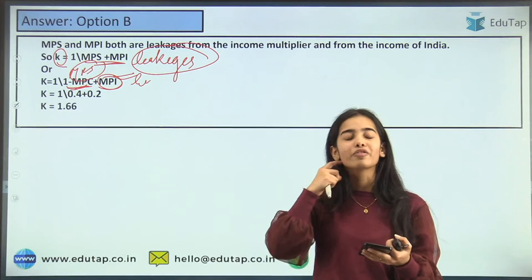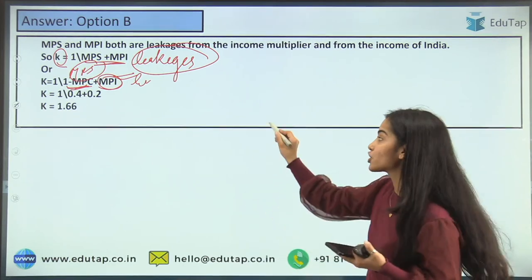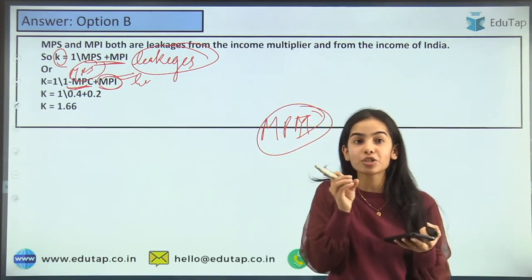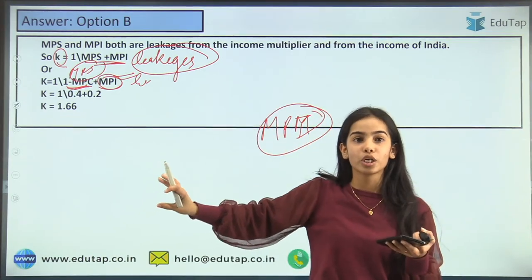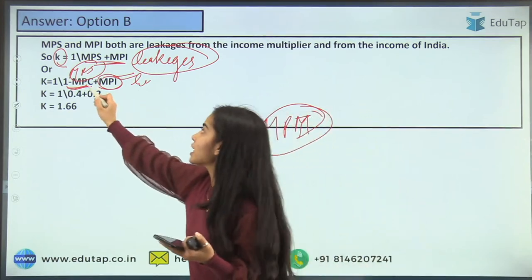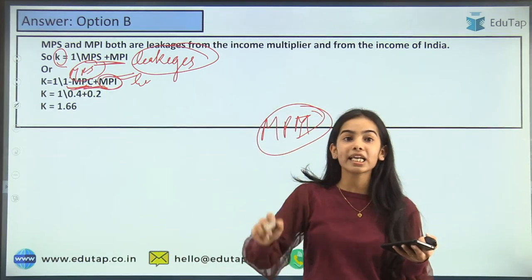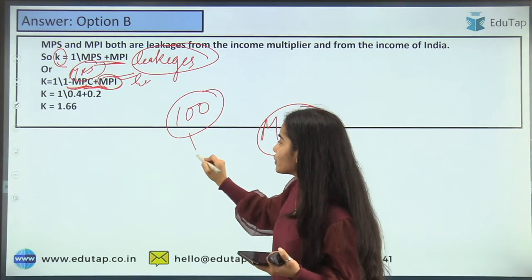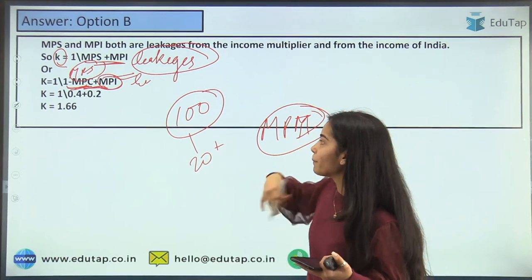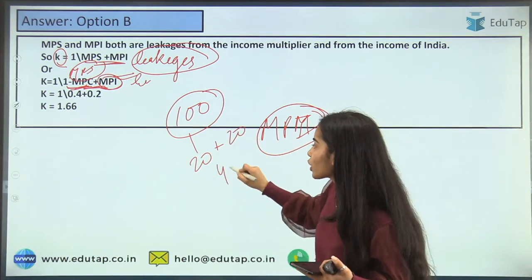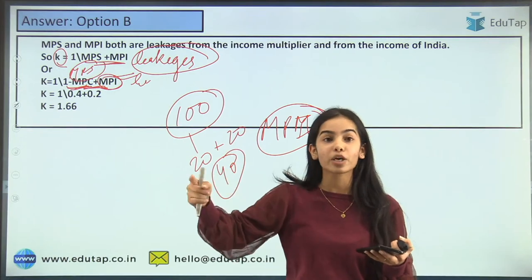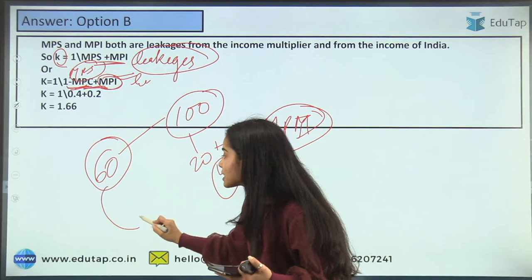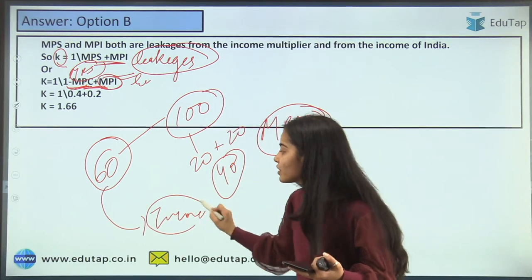Why do we add import? We are not adding import, we are adding marginal propensity to import. That is how much you are importing, how much money you are giving for the imports. So that we have to add here, because we need to see how much leakage is from the multiplier. Like your income was 100, but you saved 20 rupees and you imported for 20 rupees. So this 40 rupees is not going in the economy for circulation. Only 60 rupees you have consumed in the economy.